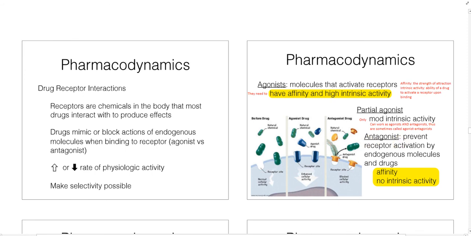An antagonist, on the other hand, is going to just completely block the effects of that receptor. They're going to have the affinity for that receptor, but they are going to cause no actual activity. They're going to block activity.